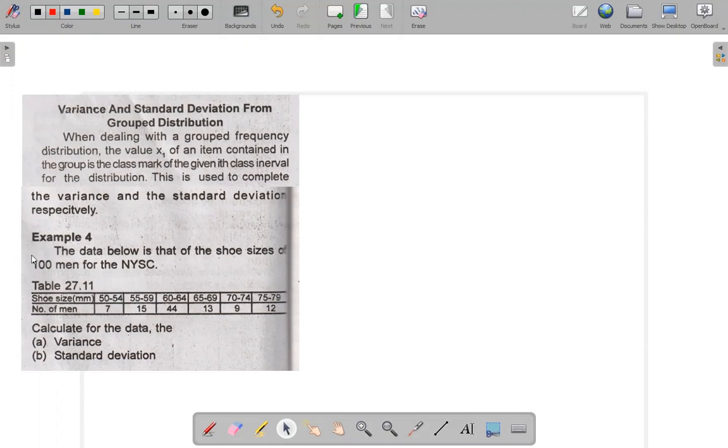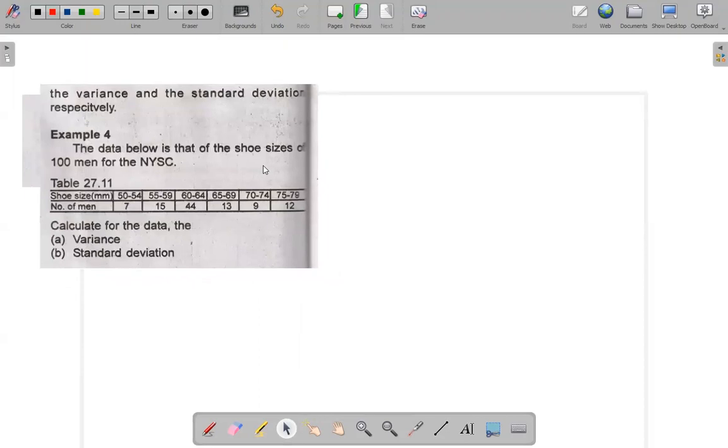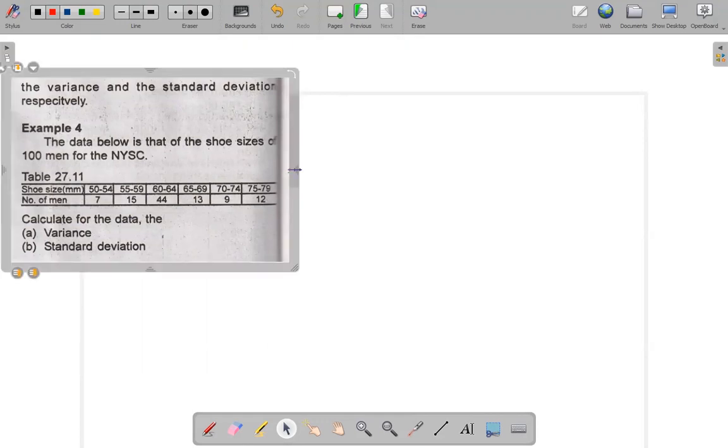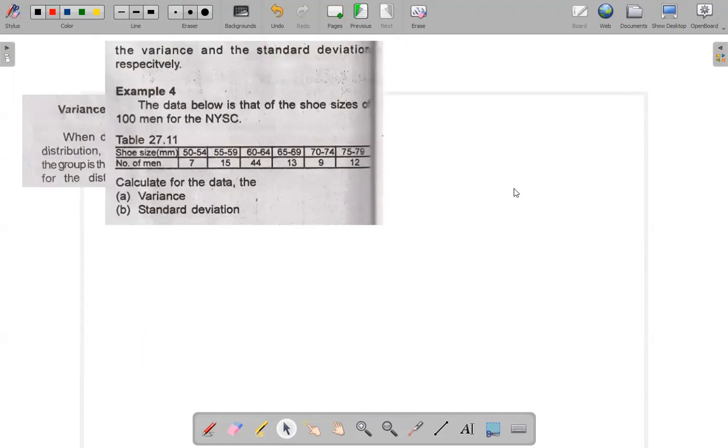Example 4. The data below is that of the shoe sizes of 100 men for the NYSC. Calculate for the data the variance and the standard deviation. So we need to prepare a table that will reflect all the items that we need. We have the class interval, which is the shoe size.